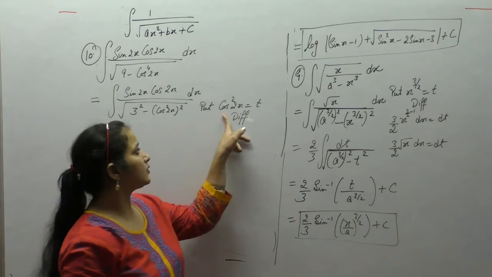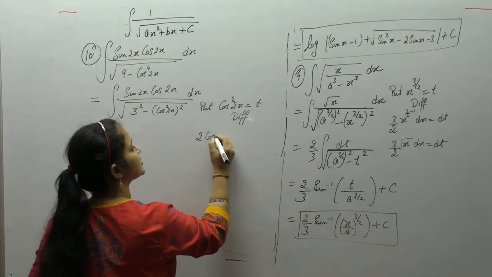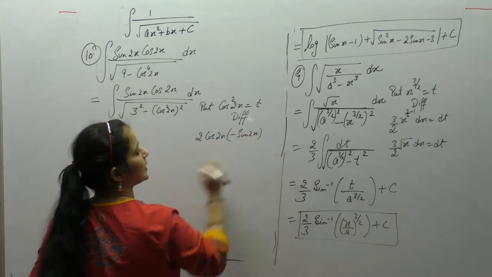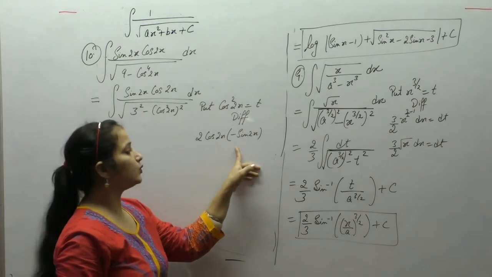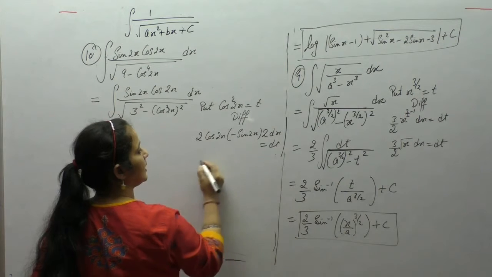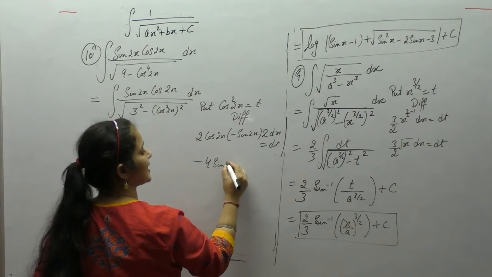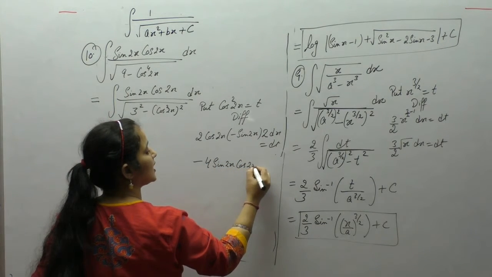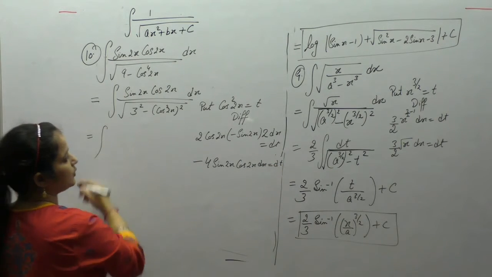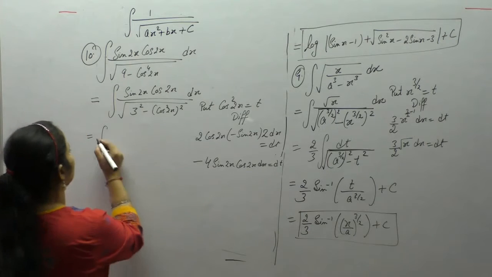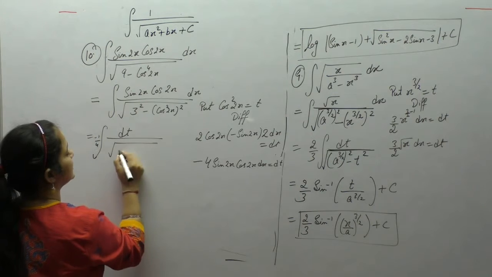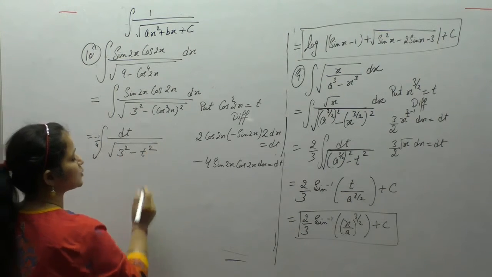Now differentiate cos square 2x, so 2 cos 2x times the derivative of cos, which is minus sine 2x, and the derivative of 2x is 2. Minus 4 sine 2x cos 2x dx is equal to dt. So we get minus 1 upon 4 times the integral of dt upon 3 square minus t square.